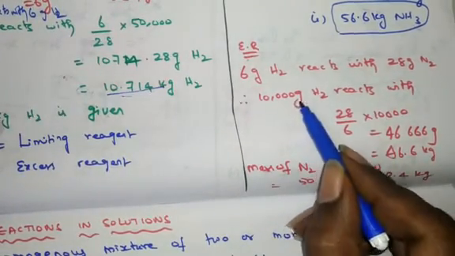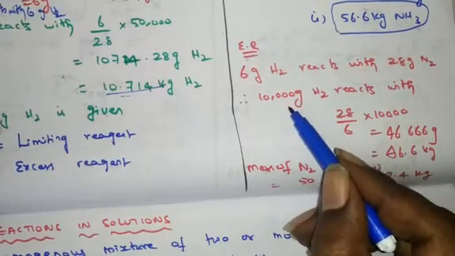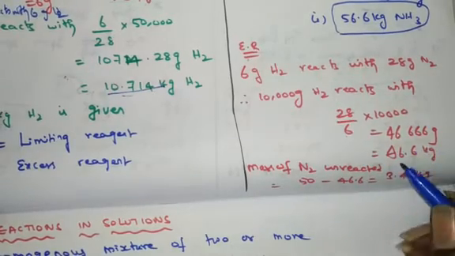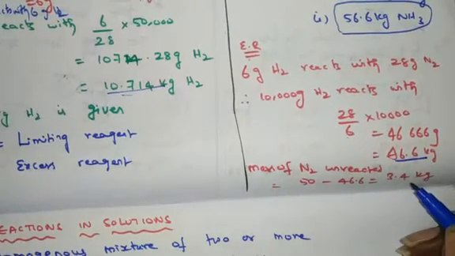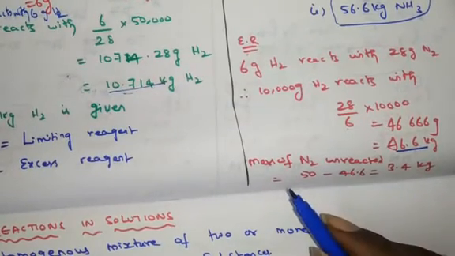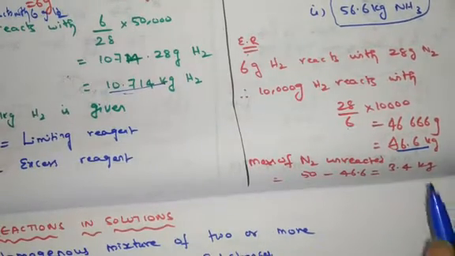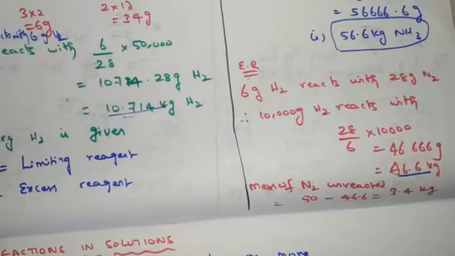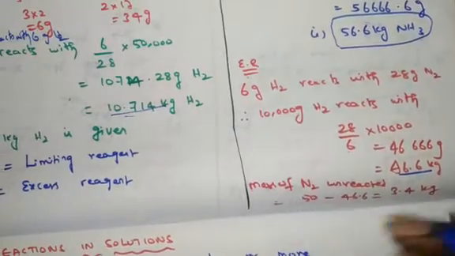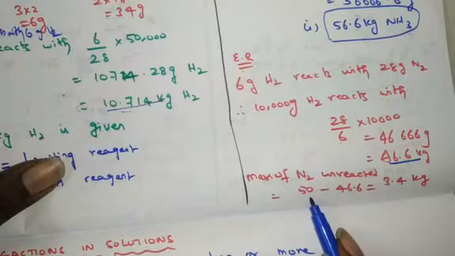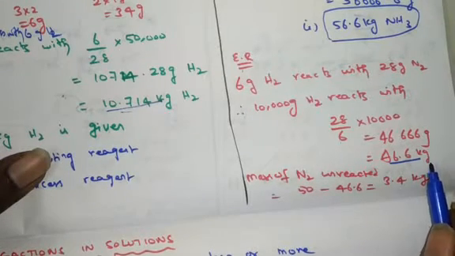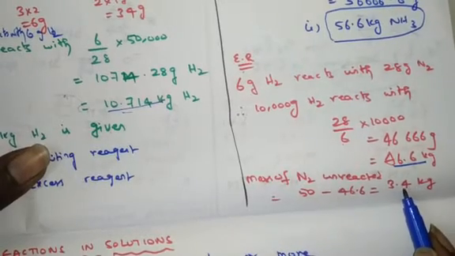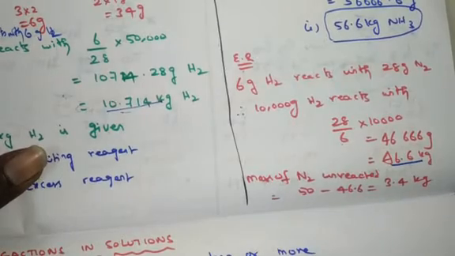Therefore, the given mass of hydrogen is 10,000 grams. 10,000 grams of hydrogen reacts with how much nitrogen? That is 28 by 6 into 10,000, which gives 46.6 kilograms. But the given mass of nitrogen is 50 kilograms, and it requires only 46.6 kilograms to react with 10 kilograms of hydrogen. So the mass of nitrogen unreacted is: 50 kilograms is given, 46.6 kilograms is reacted. Therefore, the excess reagent mass unreacted is 3.4 kilograms.